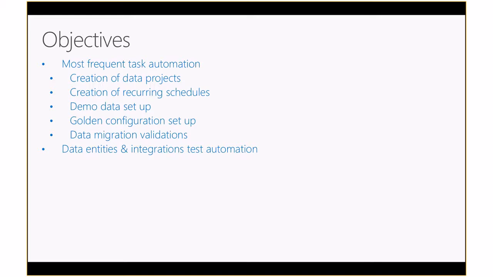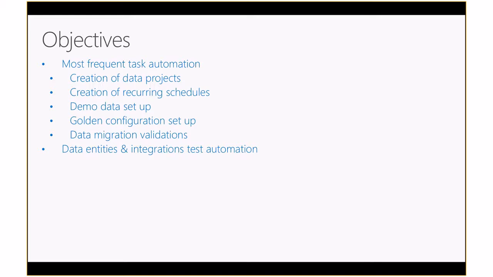And also, when it comes to data migration, I'll talk a little bit more detail about data migration scenarios as we go through the presentation. But basically, identify tasks from the data migration plan that can be automated using these new capabilities as is applicable. The next set of requirements and objectives was around the test automation of data entities itself and integration scenarios, right?